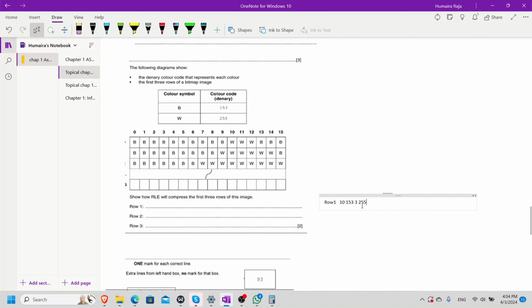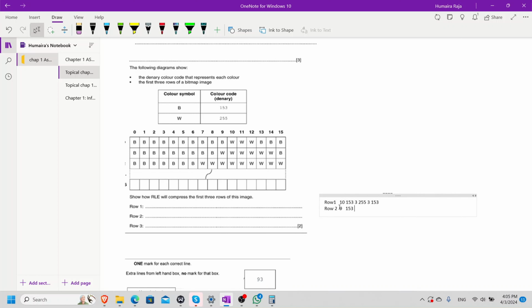After 3 255, count the number of blacks again. So now how many black are there? 1 2 3. Okay, again 3. And what is the code for black? 153, right? Now again for row number 2, how many blacks? There are 9 blacks. Okay, so I can write here 9, and the code for black is 153.